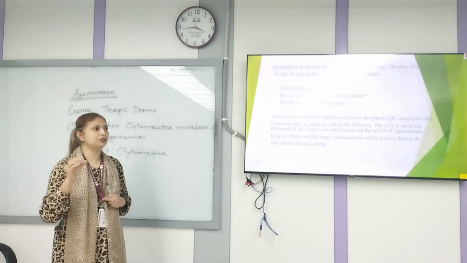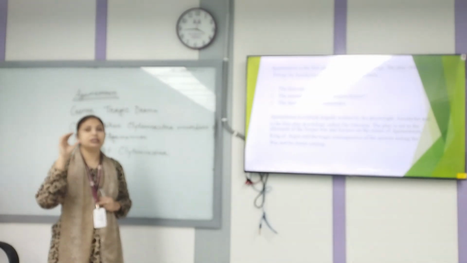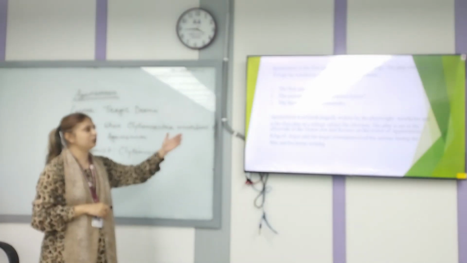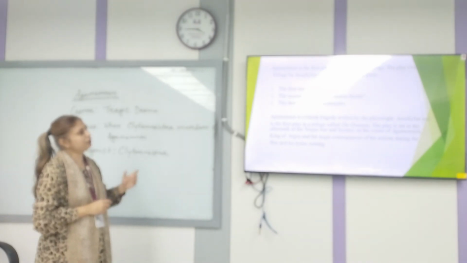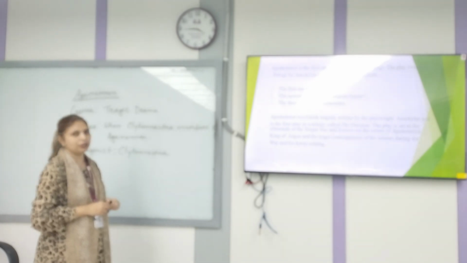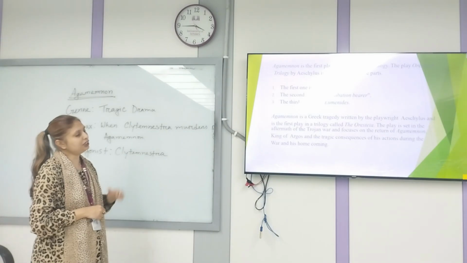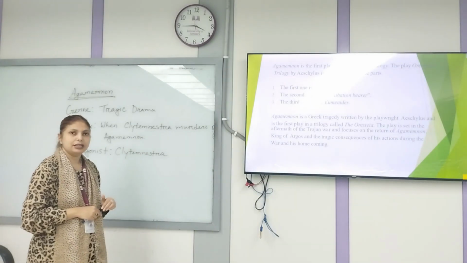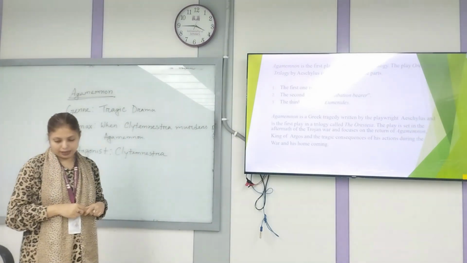Oresteian trilogy. And it is divided into three parts. The first one is Agamemnon, the second one is the Libation Bearers, and the third one is the Eumenides. Okay, we need to know about the first part, Agamemnon. Agamemnon is the first play of the trilogy, which represents the intrigues and the murder of Agamemnon.